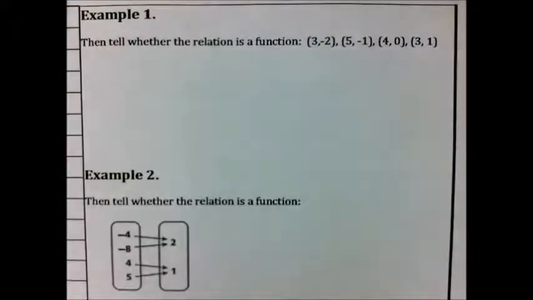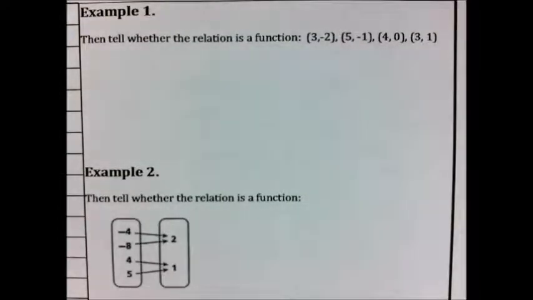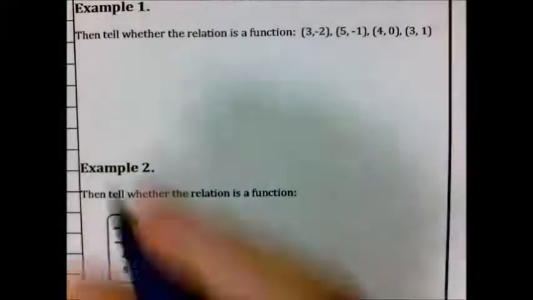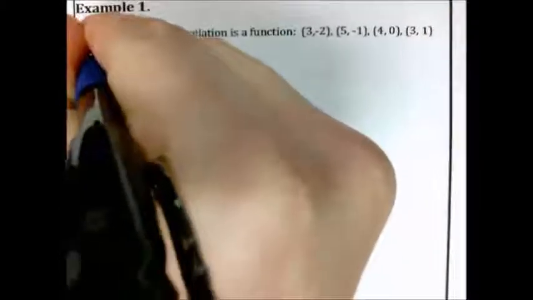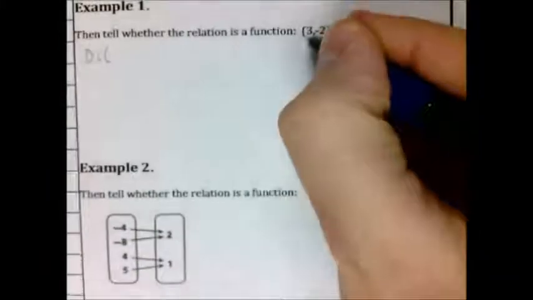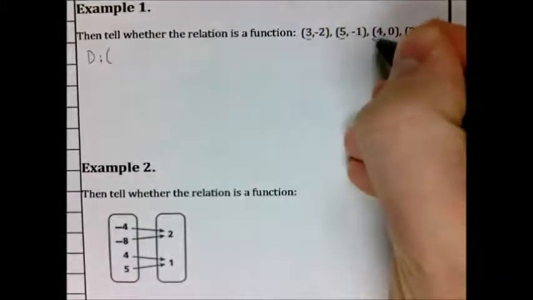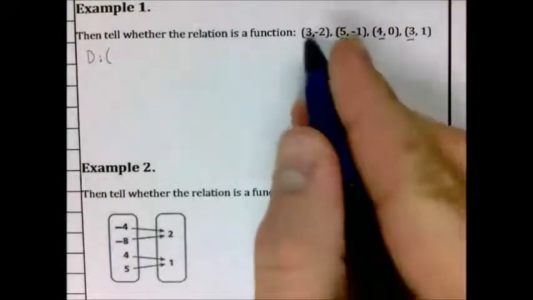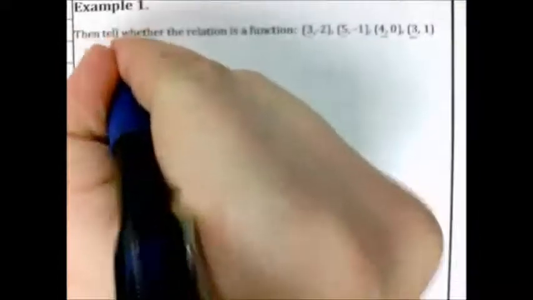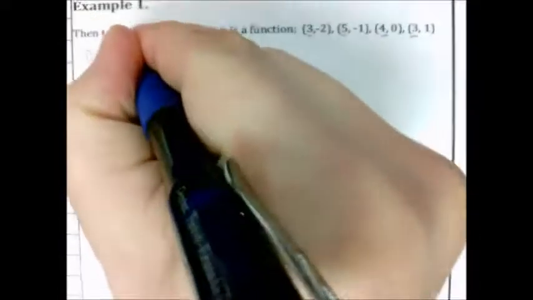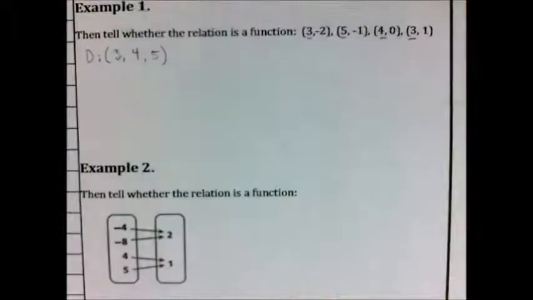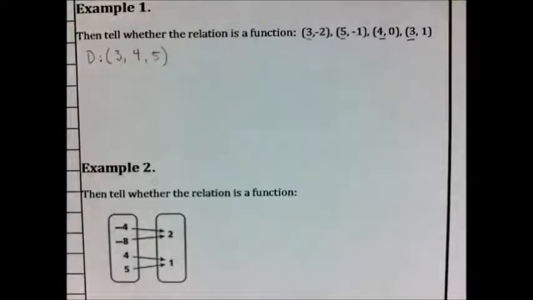All right, so we're going to do example 1 here, and it says tell whether the relation is a function, and we're given a set of 4 different points. Remember, the first thing we want to do is identify all of the domain values, meaning all of the x values. So we have 3, 4, 5, and another 3. So that's all of my domain values. It's just those 3 numbers.